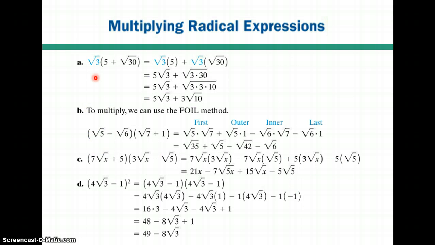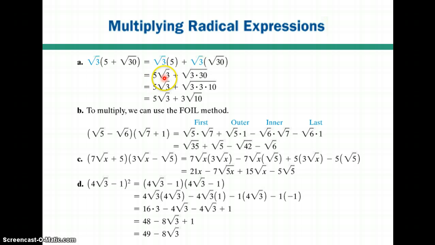Let us multiply square root of 3 times 5 plus square root of 30, which is equal square root of 3 times 5, multiply this radical with each term in the parenthesis, so which equals square root of 3 times 5 plus square root of 3 times square root of 30.